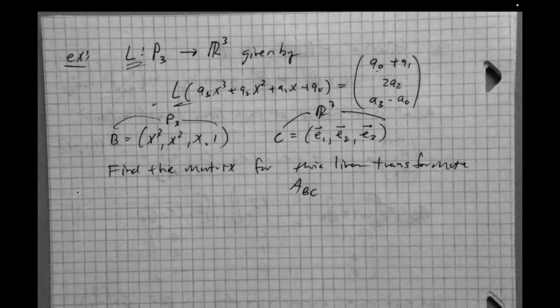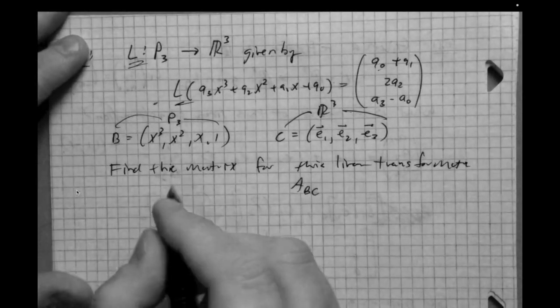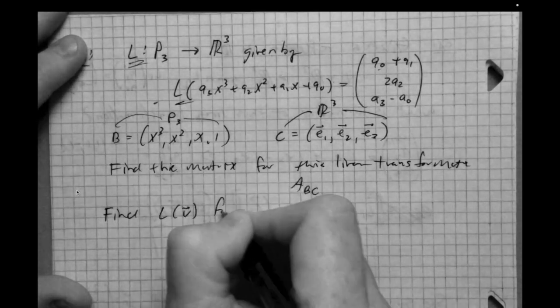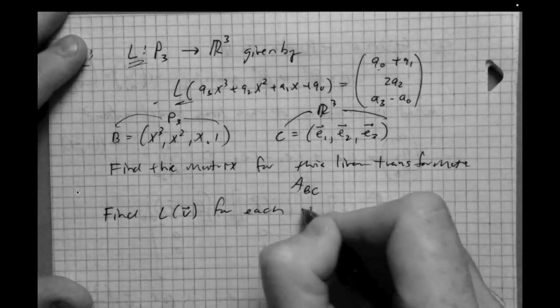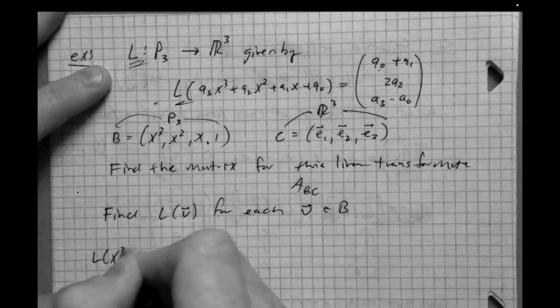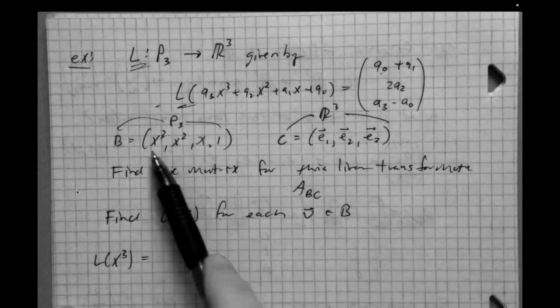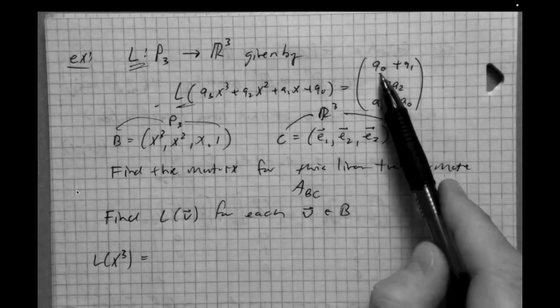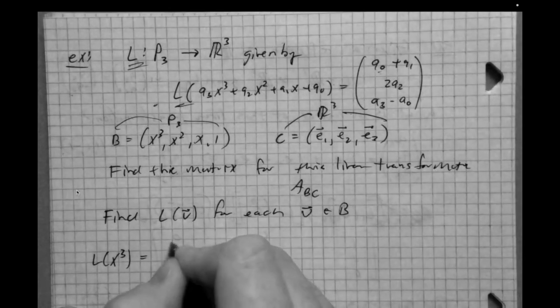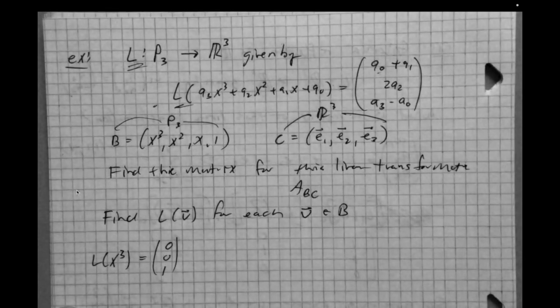Well, we first need to plug the domain basis into L and figure out what each of those is under L. So find L of v for each v in the ordered basis B. We can do that. L of x cubed: x cubed just has an a3. So this is 0 plus 0, 2 times 0, and then 1 minus 0. So it's 0, 0, 1, isn't it?